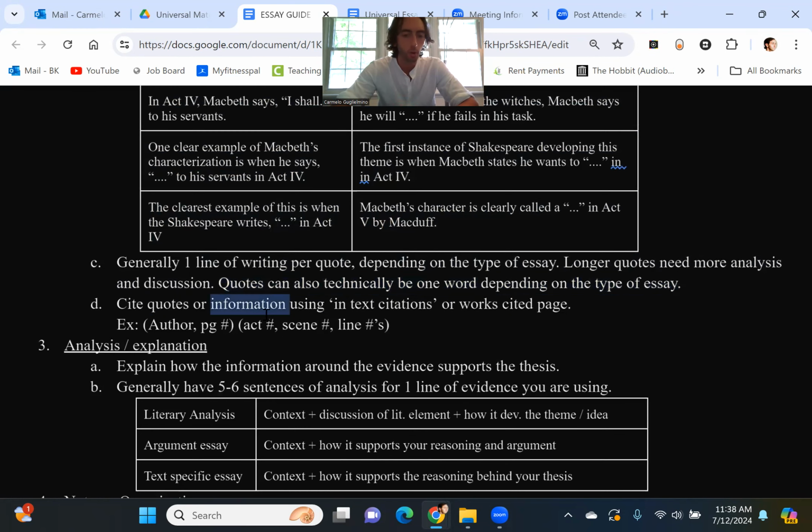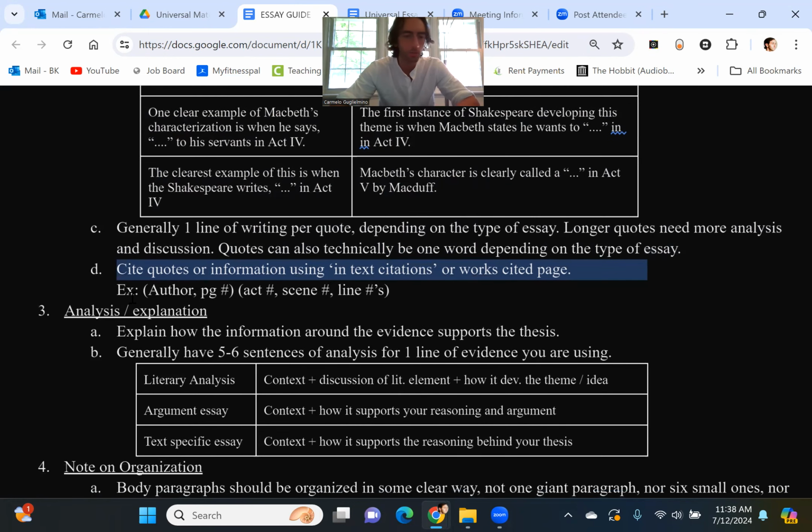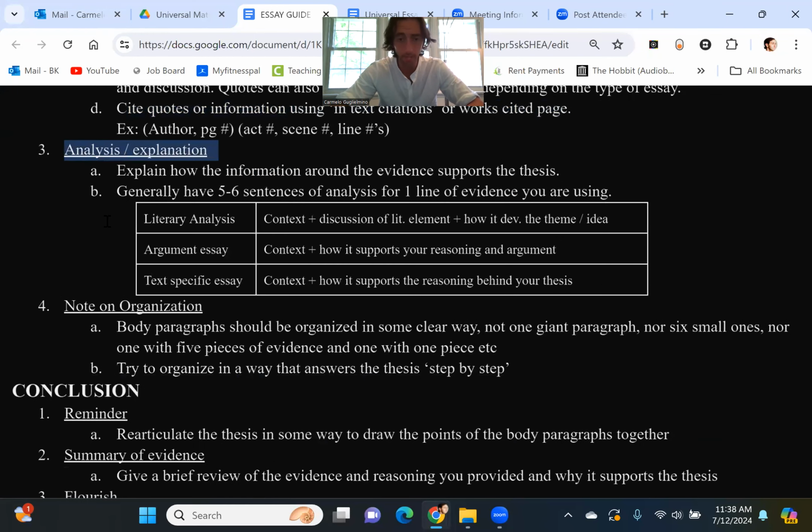And of course, again, depending on the essay, depending on the teacher or class, you want to cite the quotations or inform us using in-text citations or a works cited page, okay? I won't go through that, but just check with your teacher, check with whoever it is at the time that's guiding you through that, like what kind of citation they want you to use, okay?